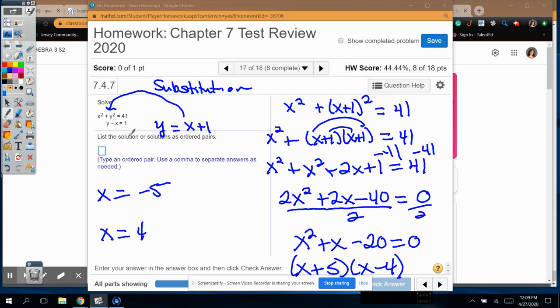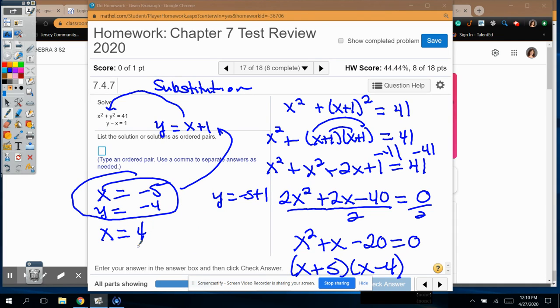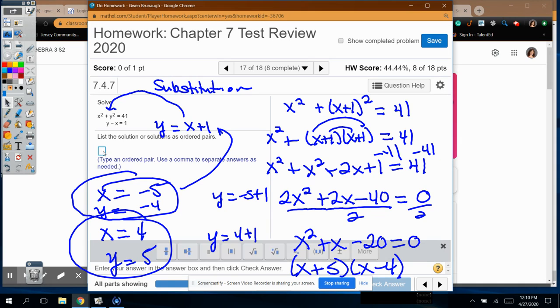If x is negative 5, you plug it in here, you can plug it right here, and y is going to be negative 5 plus 1. y will be negative 4 when x is negative 5. And you plug in this 4, y equals 4 plus 1, y equals 5 when x equals 4. So there are two answers, negative 5, negative 4, and 4, 5.